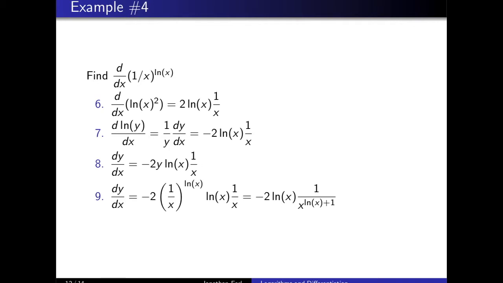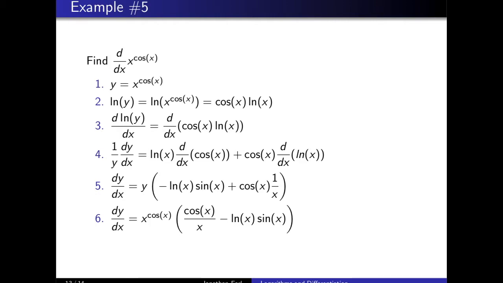Okay, well, we know that our derivative of ln y with respect to x is 1 over y dy by dx, and that's equal to minus 2 ln x times 1 over x. So dy by dx is going to be minus 2 ln x times 1 over x, and when we put back the original expression for y, we'll wind up with minus 2 times natural logarithm of x, all divided by x to the natural logarithm of x plus 1 power. So kind of a mess, but we can find it with not too bad of a procedure.